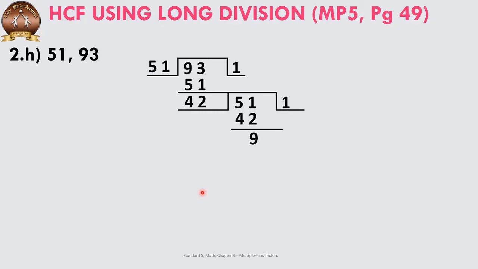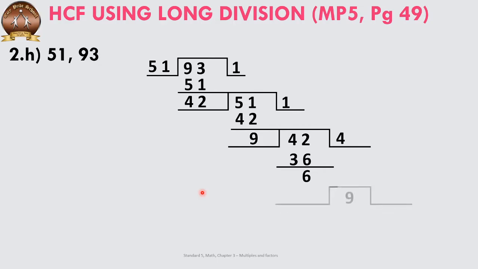So the new divisor will be 9 and 42 will become the dividend. Yes. Now 9 into 4 is 36. When we subtract 36 from 42, we get 6. Now 6 is the remainder. 6 becomes the new divisor and 9 becomes the dividend. Now 6 into 1 is 6. We get a 3. Now 3 becomes the new divisor and 6 becomes the dividend.